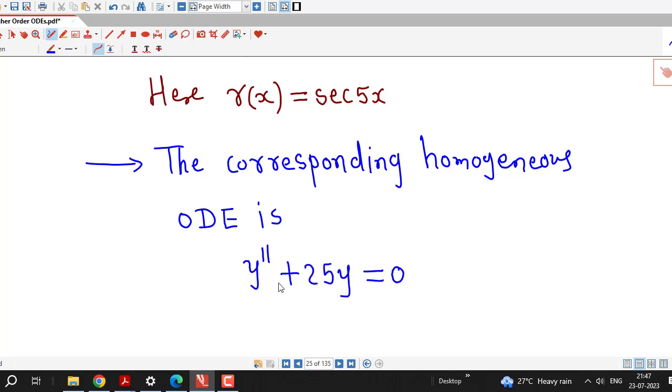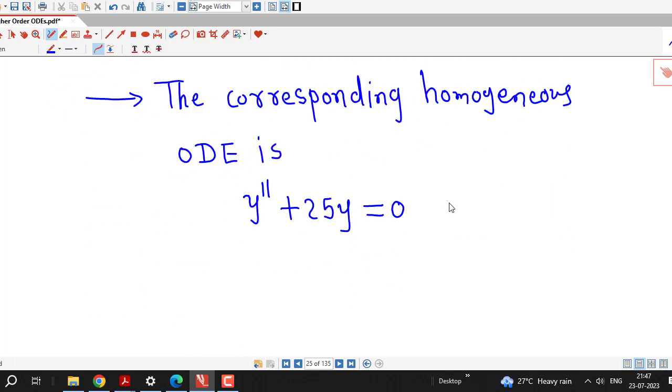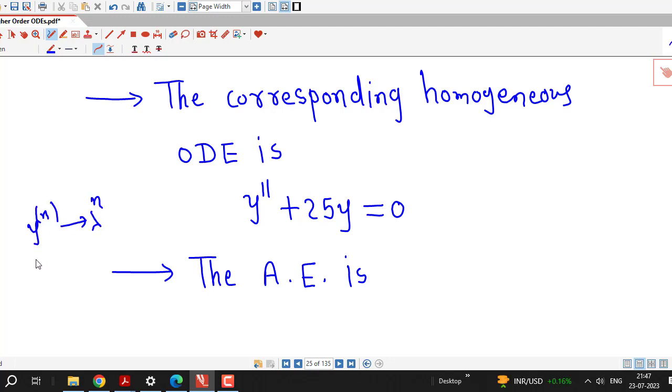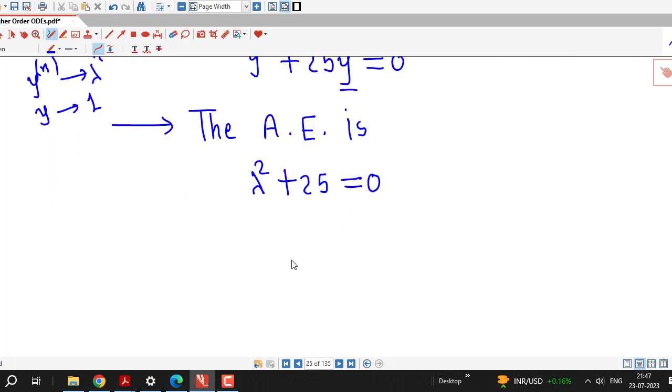The general solution of this equation is the complementary function of equation number 1. To solve this equation, we first write down the auxiliary equation, which we write by replacing nth order derivative by nth power of lambda and y by 1. Therefore we replace y double dash by lambda square and y by 1. So we have lambda square plus 25 equal to 0 as the auxiliary equation.